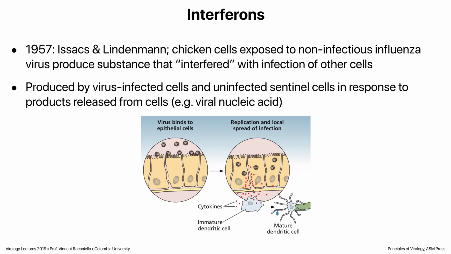And people worked with this for many years until we understood that it is a product of the innate immune system, and it's one of the cytokines that are turned on when a TLR, for example, senses something foreign. So they're produced by virus-infected cells. They're also made by sentinels. Macrophages and dendritic cells will make interferon, even if they're not infected.